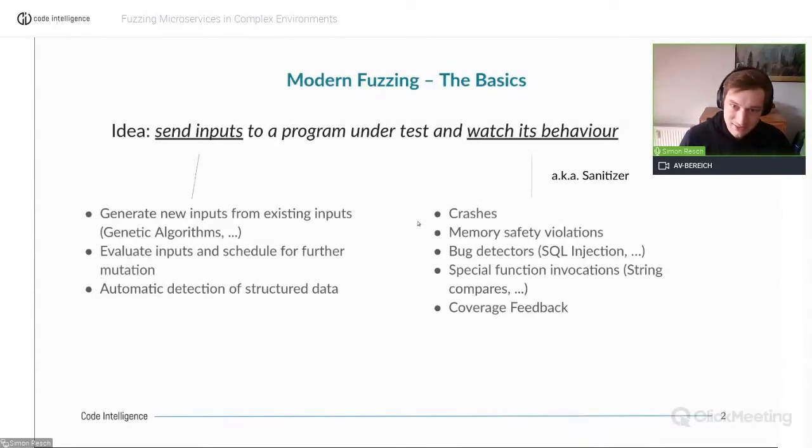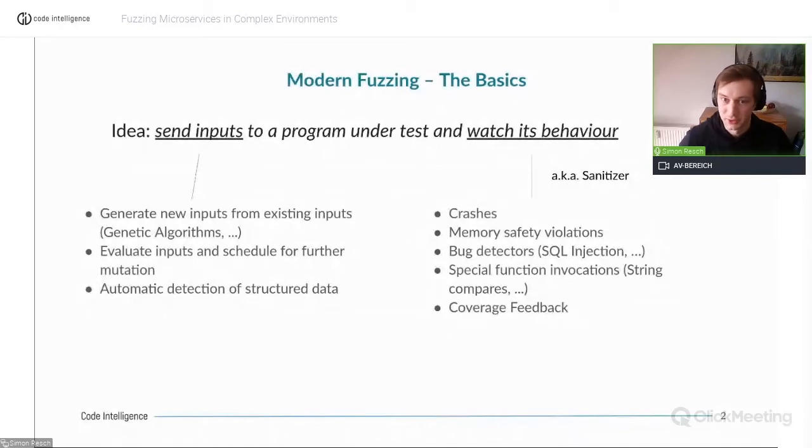But these bug detectors that check for memory safety are not limited to memory safety. We can introduce arbitrary code, or inject it into the program, to check for various other kinds of bugs. One example would be a bug detector that checks for SQL injections as they are happening, and then we rely on the fuzzer to trigger those injections.